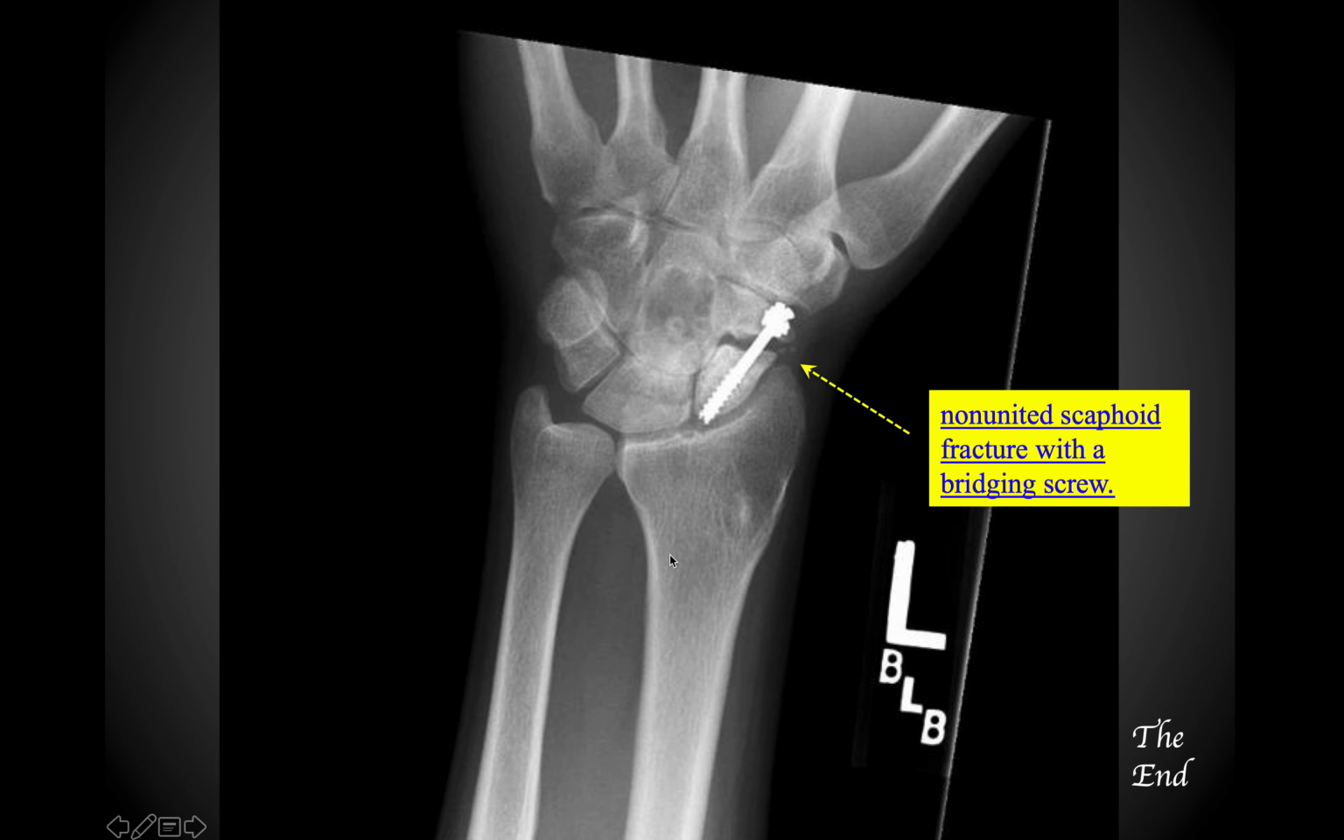And here you can see the treatment of the patient where there's a non-union fracture of the scaphoid bone. And so in this case, a bridging screw was placed in order to bridge the two fractured components of the scaphoid.